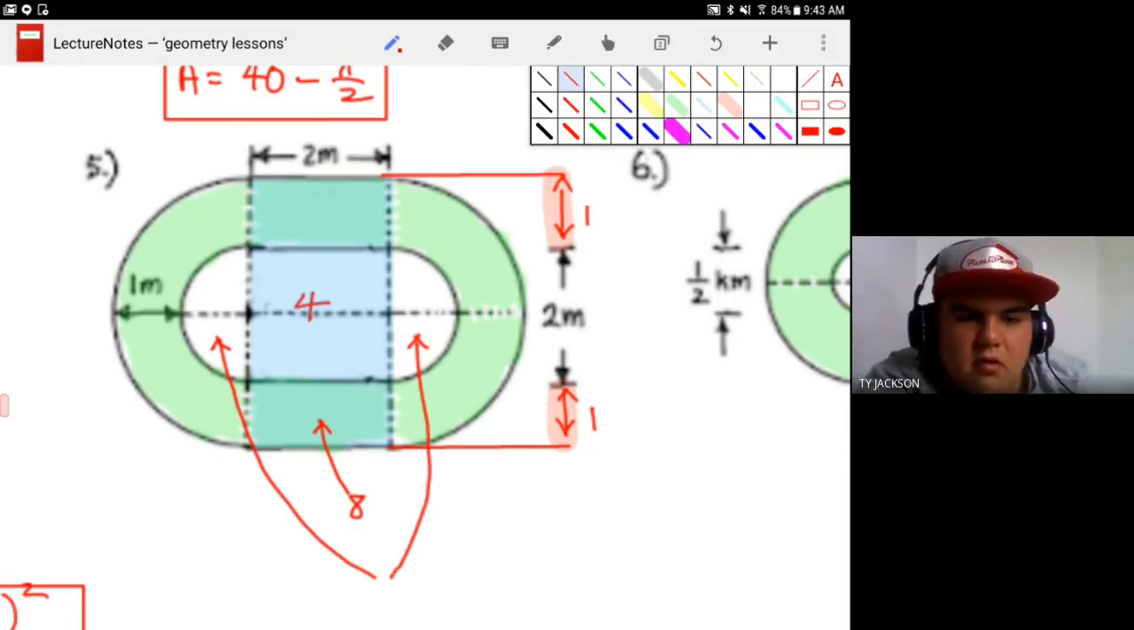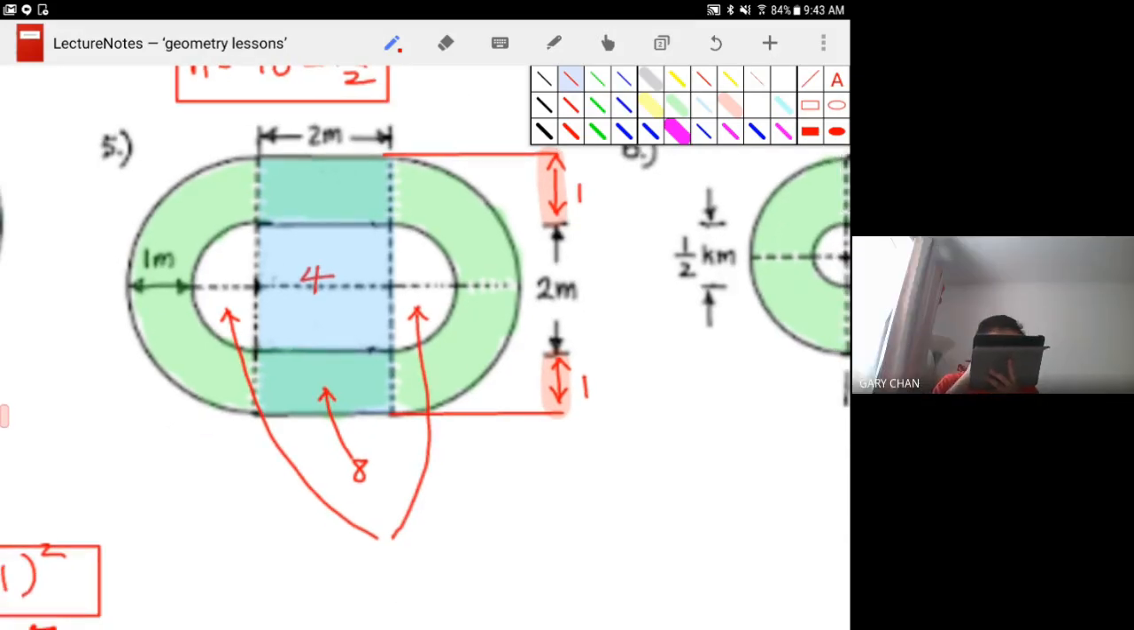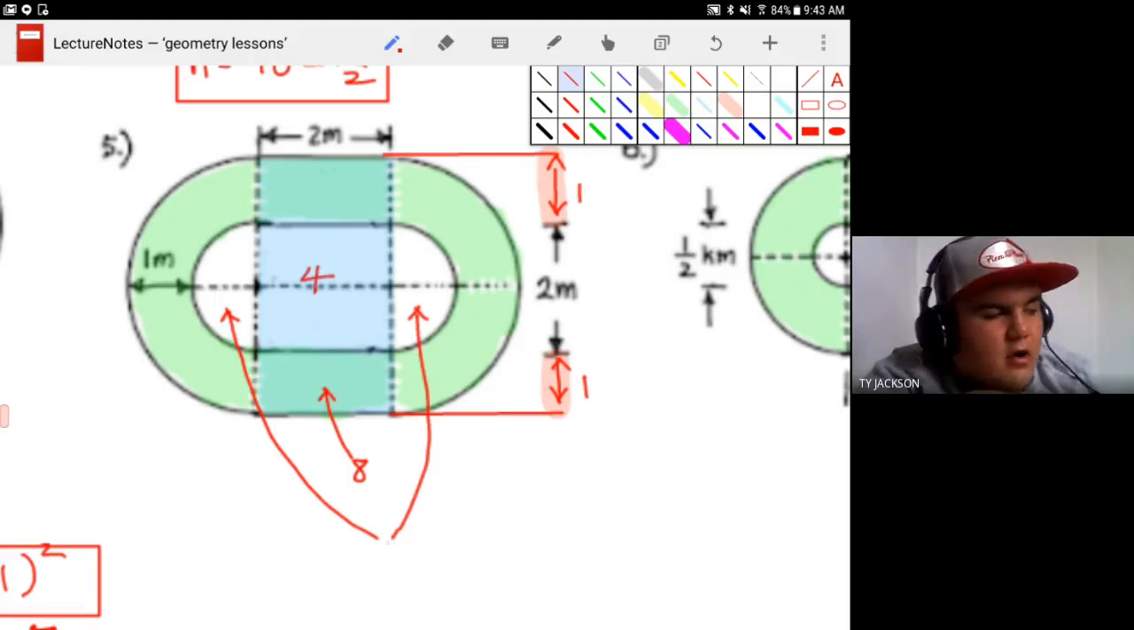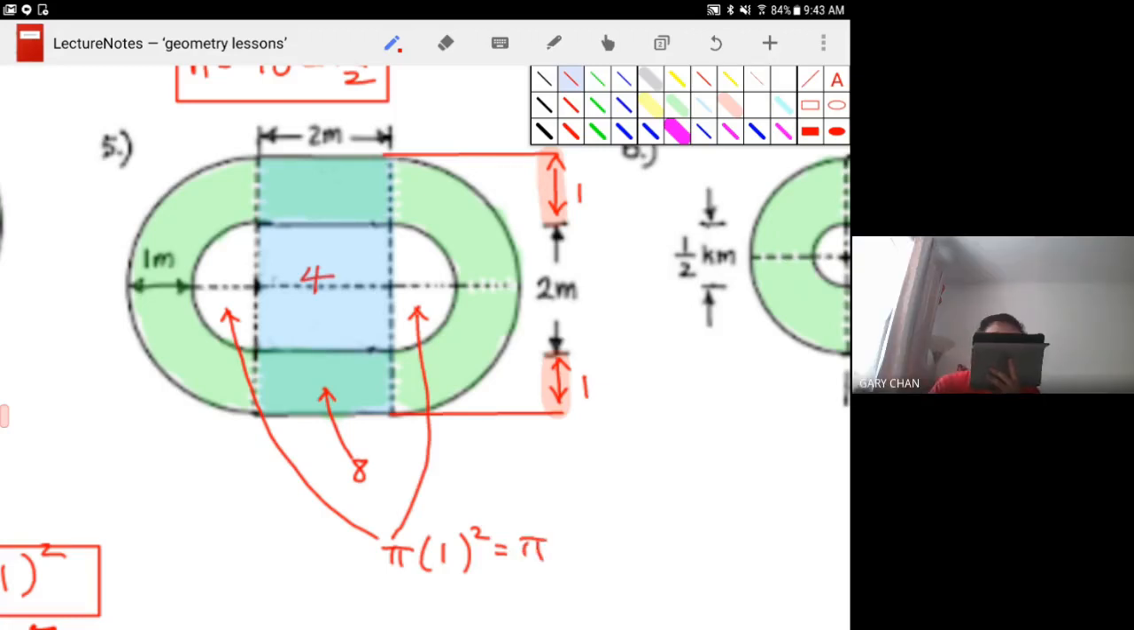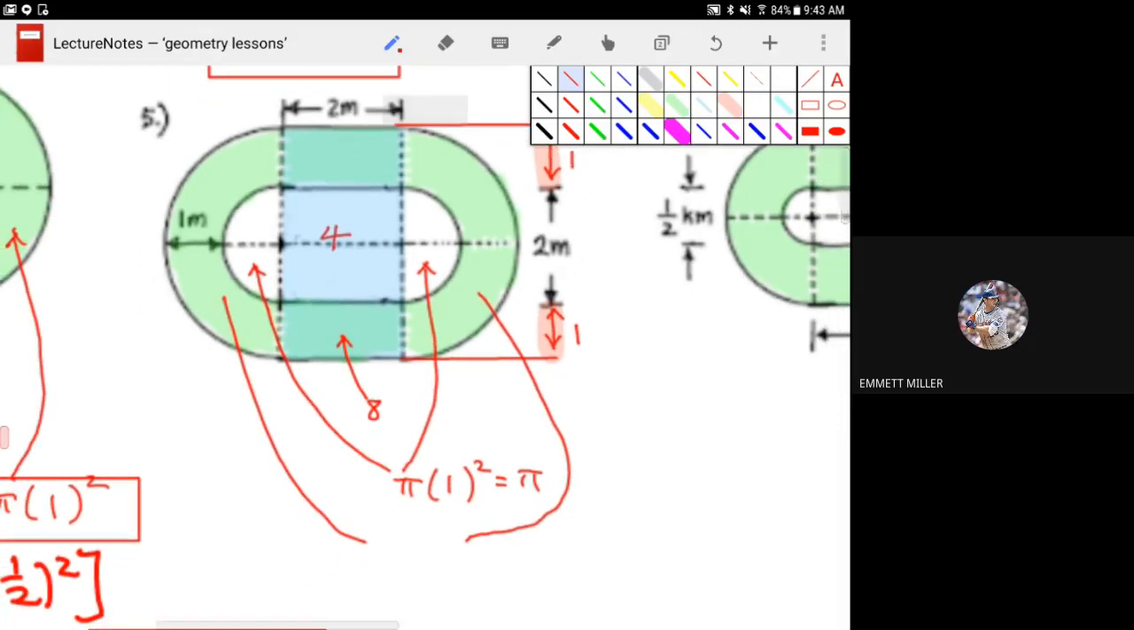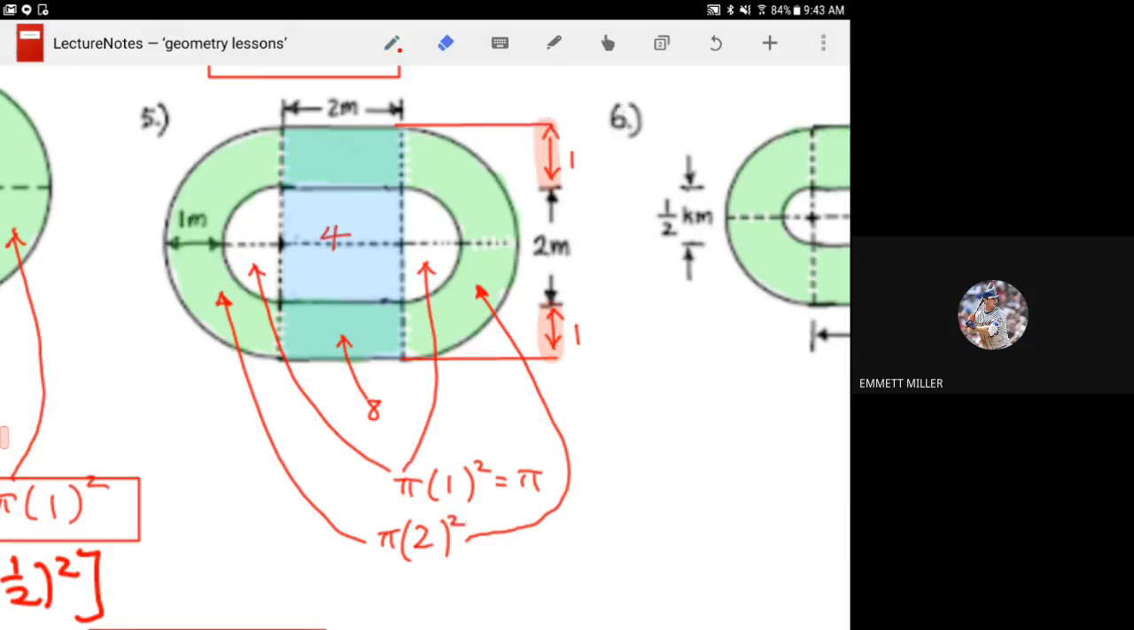The diameter is 2, so the radius has to be 1. So what's the area then? It's pi r squared, so that would be pi. Yeah, pi. And Emmett, what is the area of the larger circles? If the diameter of the smaller ones is 2, then that is just the radius of the bigger one. So the bigger one is pi times 2 squared, so that's 4 pi.